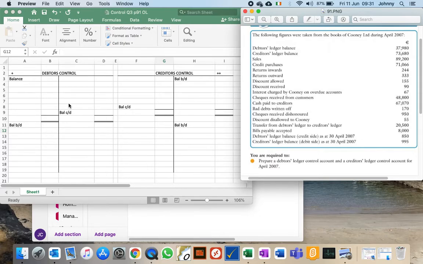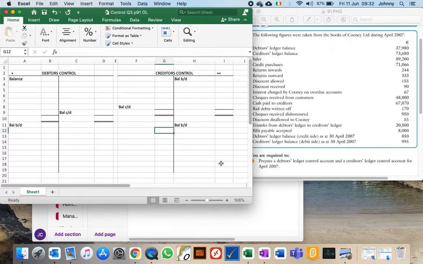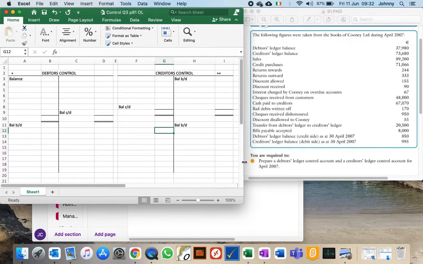So first, like pretty much every question that you're going to do in the Leaving Cert, we start off by laying out the blank document that we're going to fill in with numbers. So we've got a debtors control account, creditors control account. We're expecting debtors will have a balance on the debit side and creditors will have a balance on the credit side. So there's the first two numbers. Debtors balance is 37,980 and the creditors balance is 73,680.